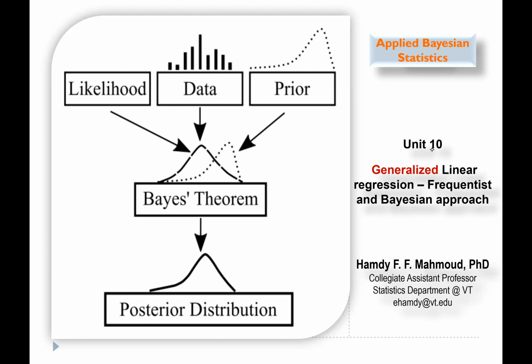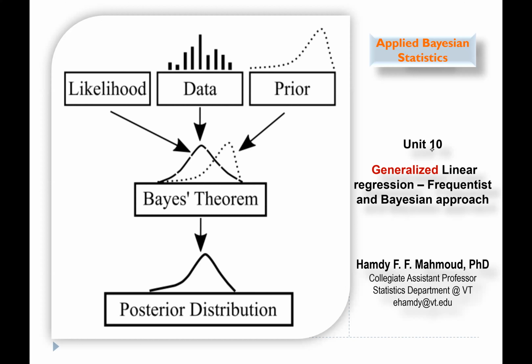Hello everyone, this is Unit 10, Generalized Linear Regression Model, Frequency Approach and Bayesian Approach. We finished the simple linear regression first, then multilinear regression. In simple linear regression or multilinear regression, y follows a normal distribution because y is continuous, taking any value within an interval, so we can assume normality.